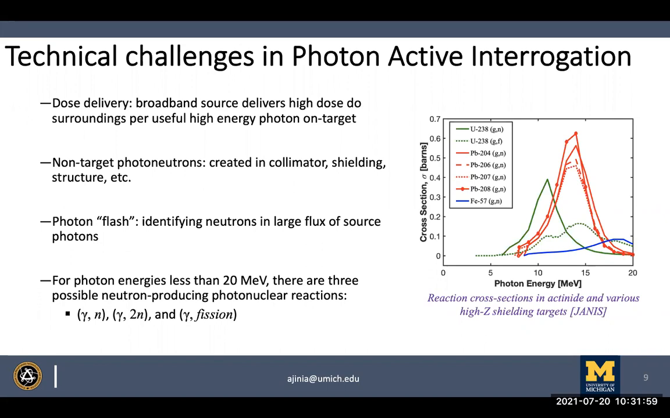And then the other one is the photon flash. Normally, if we are using linear accelerators, they operate in pulse mode, and I gave you some perspective numbers, 10 to the 14 photons per second. In the presence of this 10 to the 14 photons per second, we want to detect prompt neutrons. So our photon signal is so strong during photon active interrogation, and in comparison we're trying to detect a small amount of prompt neutron and delayed neutron signal. So this poses some challenges during our photon active interrogation.